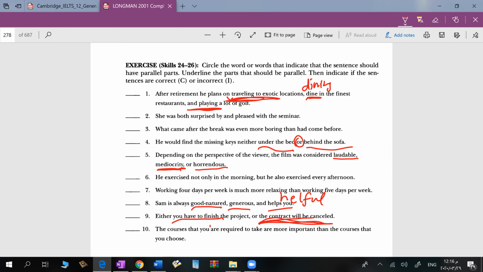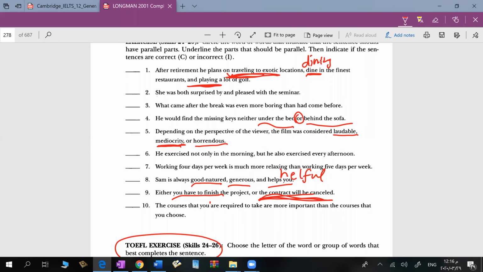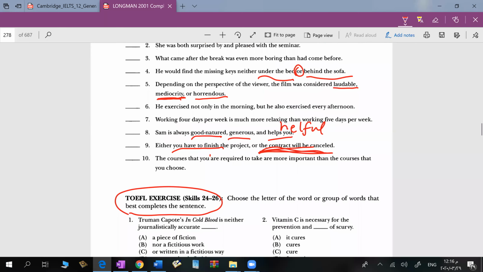So it's correct. The courses that you are required to take are more important than the courses that you choose. Correct? Incorrect. It's correct. The courses that you are required to take are more important than the courses that you choose. Yes, correct. What's incorrect about it?